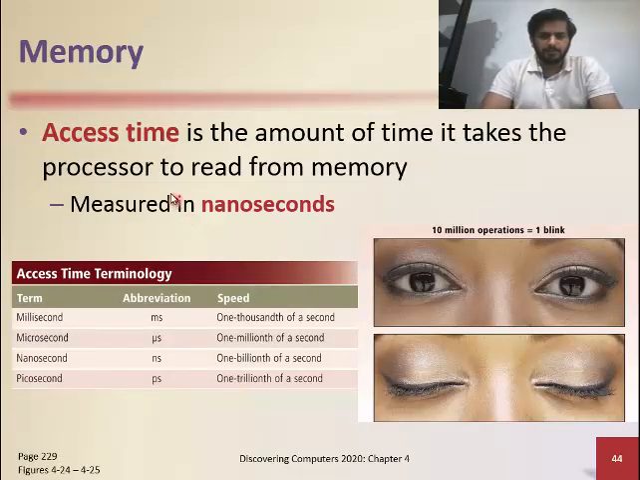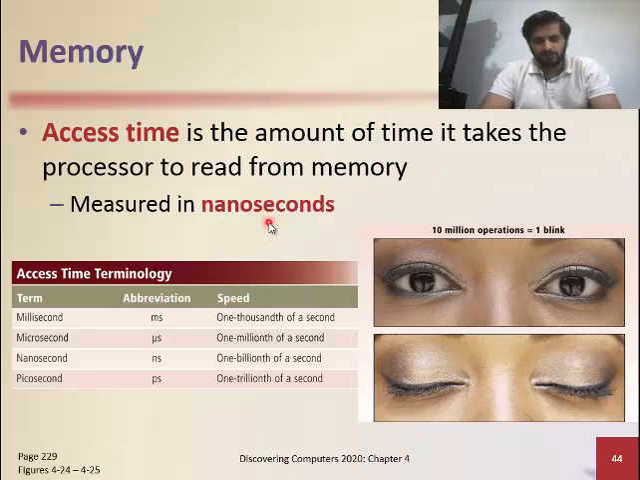So here is the important thing when discussing memories. Access time is the most important criterion we have to discuss. Access time is the amount of time it takes the processor to read an instruction from the memory. It may be your RAM, it may be your ROM, but that is the access time for your CU to fetch the instruction from a memory. And it's measured in nanoseconds.